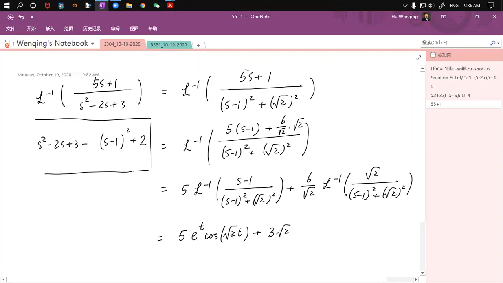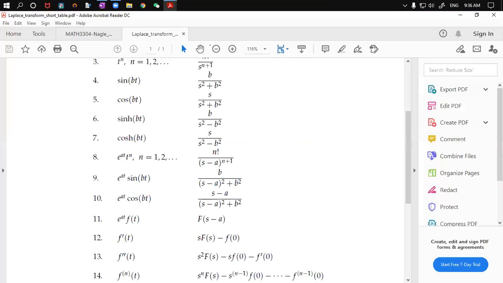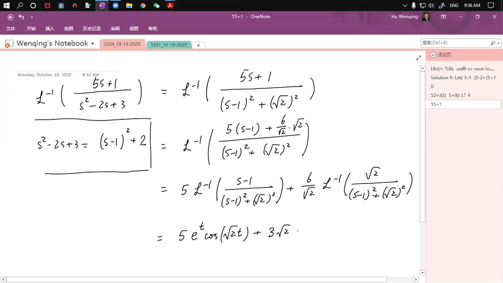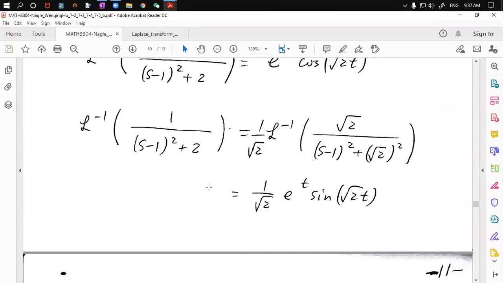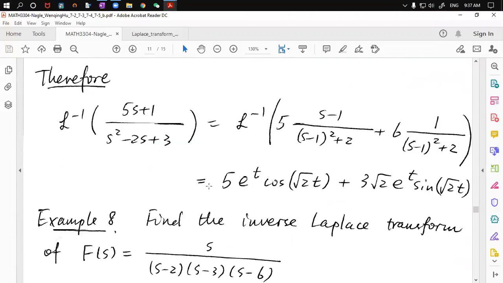Is that good for everybody? What about this one? Well, this is like b over s minus a squared plus b squared. So again, it's e to the t with a sine: e to the t sine of the square root of 2 t. And that's going to be your inverse Laplace transform. Is that good for everybody? So that means sometimes you have to do a little bit more algebra in order to reach a satisfactory answer.